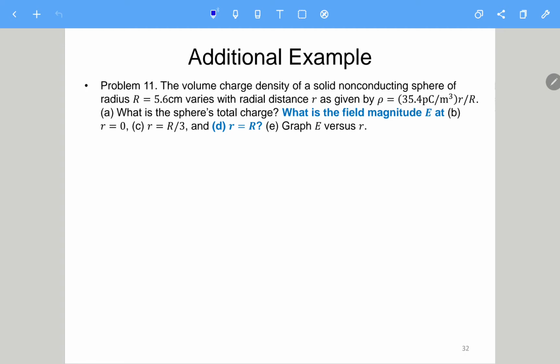So here we have part D. For part D, it asks you about the E at r equals capital R. So actually, we already know that Q equals 4 over 3 pi rho S R cube, which is actually 1.95 femtocoulomb in part A. So this one will be equal to epsilon naught E 4 pi R square.